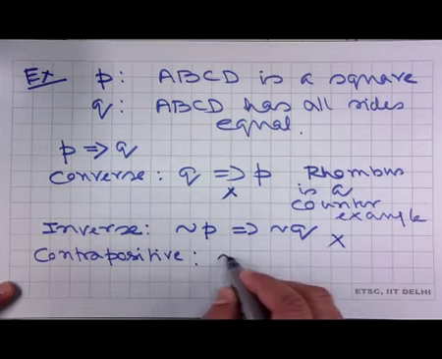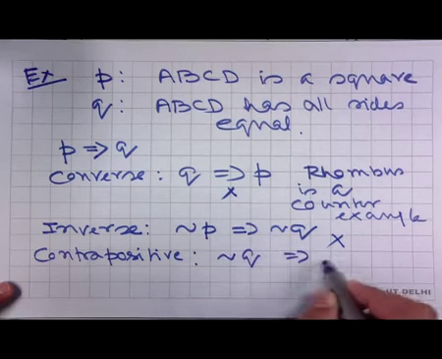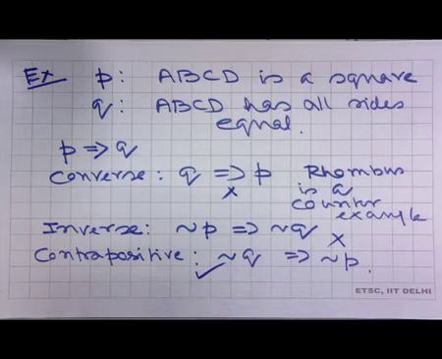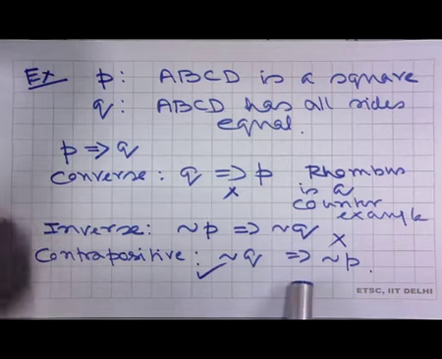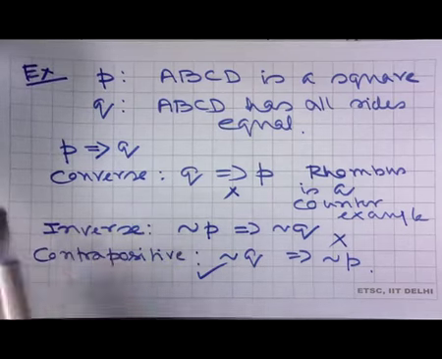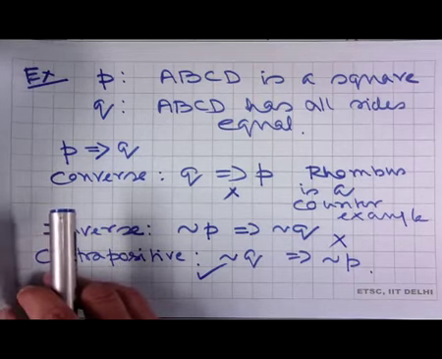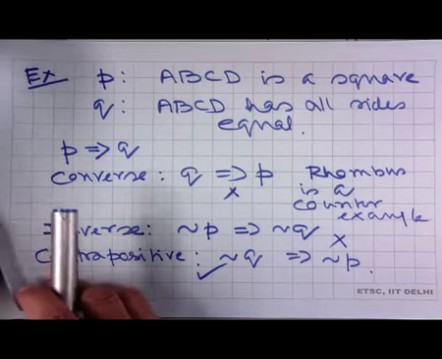Not Q implies not P. That means, if ABCD does not have all the sides equal, then ABCD is not a square, and we know that is true. If all the sides are not equal, it cannot be a square. So, simple logic helps us to verify this contrapositive, and we can see that converse and inverse need not necessarily hold from the statement Q implies P.